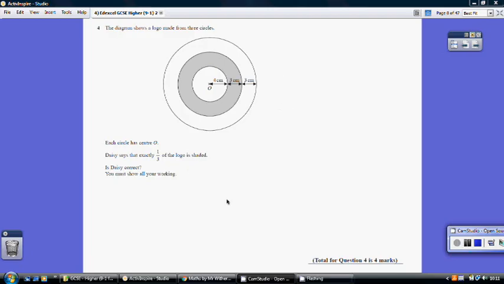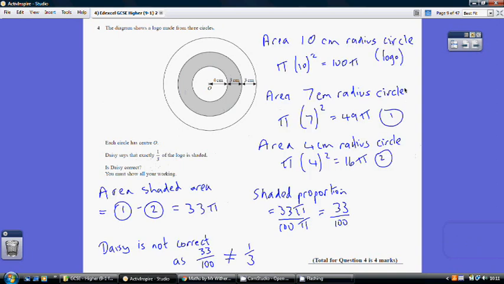Question 4, so we're being asked to see whether exactly a third of the total logo is shaded. So let's start off by working out the total area of the whole logo. So that's really the area with the biggest circle. Well, that has got a radius of 10, 4 and 3 and 3. So the area of the whole logo is pi r squared, pi times the radius squared, pi times 10 squared, which is 100 pi.